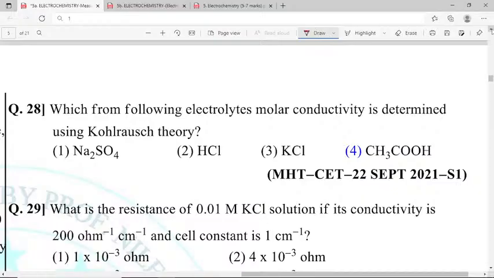For which of the following electrolytes is molar conductivity determined using Kohlrausch's theory? Weak acid. Weak acid, acetic acid, weak acid.